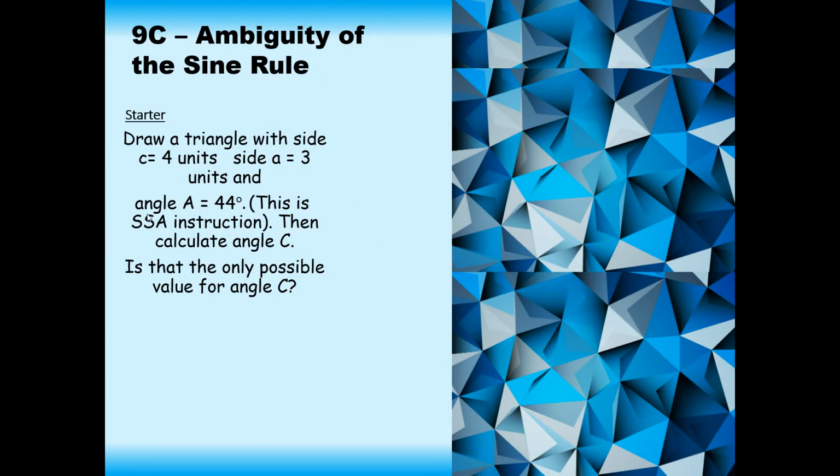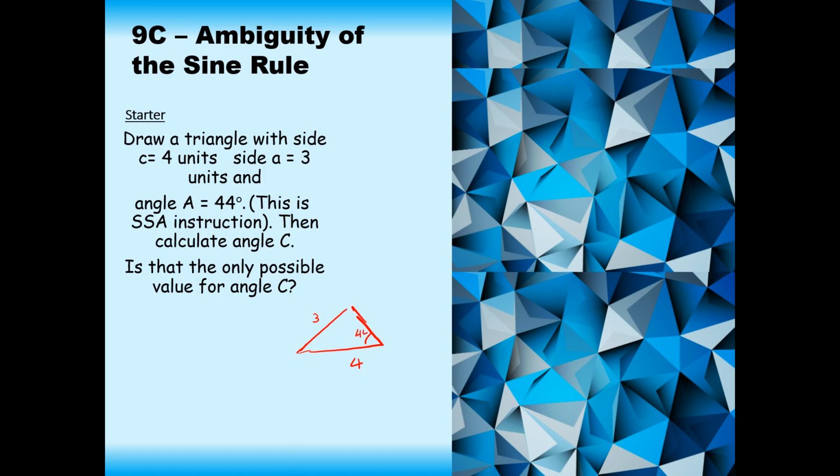So you've been told the instructions in this order. Two sides, and this angle is not between the sides that you were told. So if you draw, for example, a 3 here and a 4 here, you've been told this angle, which is not between 3 and 4, is 44.